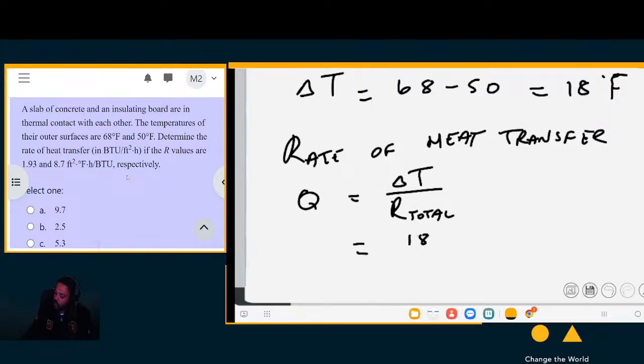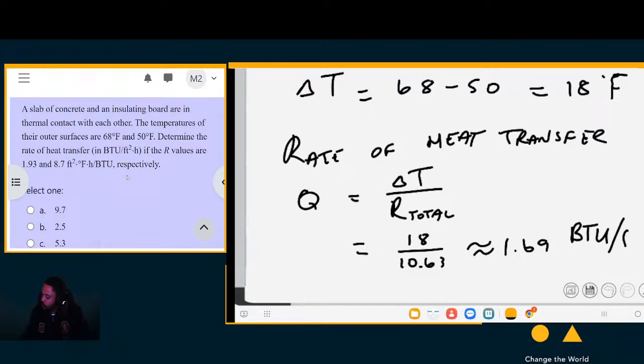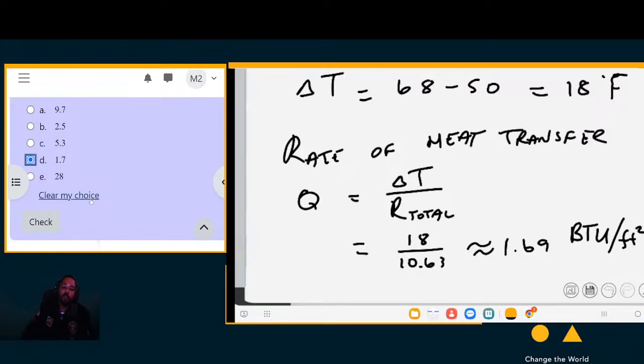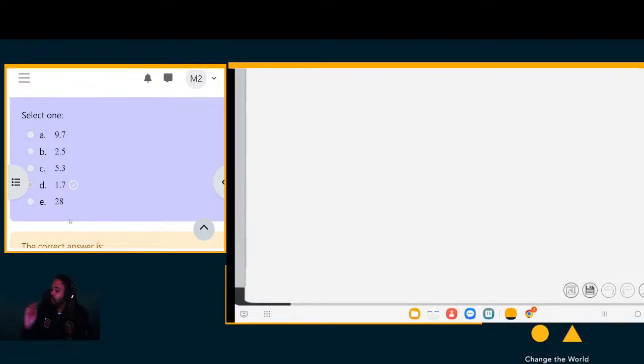So it's 18 divided by 10.63. That gives us approximately 1.69 British thermal units, because Q times R total will give you the change in the temperature. British thermal unit per square feet, and I hate using this. Okay, so approximately 1.69 is approximately 1.7 to 2 decimal places, or 1 decimal place if you check 1.7, and yes, we are indeed correct.